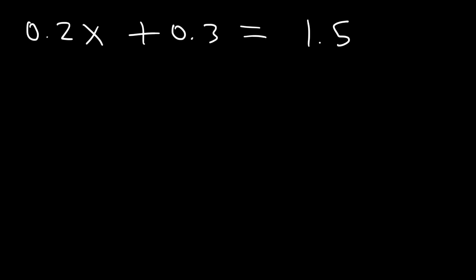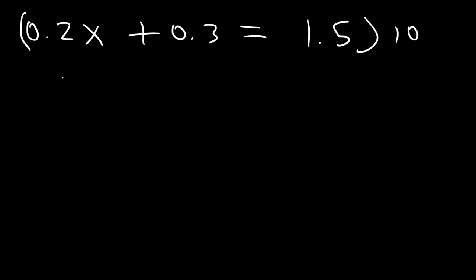Now sometimes you may have to deal with decimals. Let's say we have 0.2x plus 0.3, which is equal to 1.5. Now you can go ahead and solve it, or you can eliminate all decimals. Every decimal in this equation is rounded to the tenths place. So to get rid of all decimals, all we need to do is multiply everything by 10.